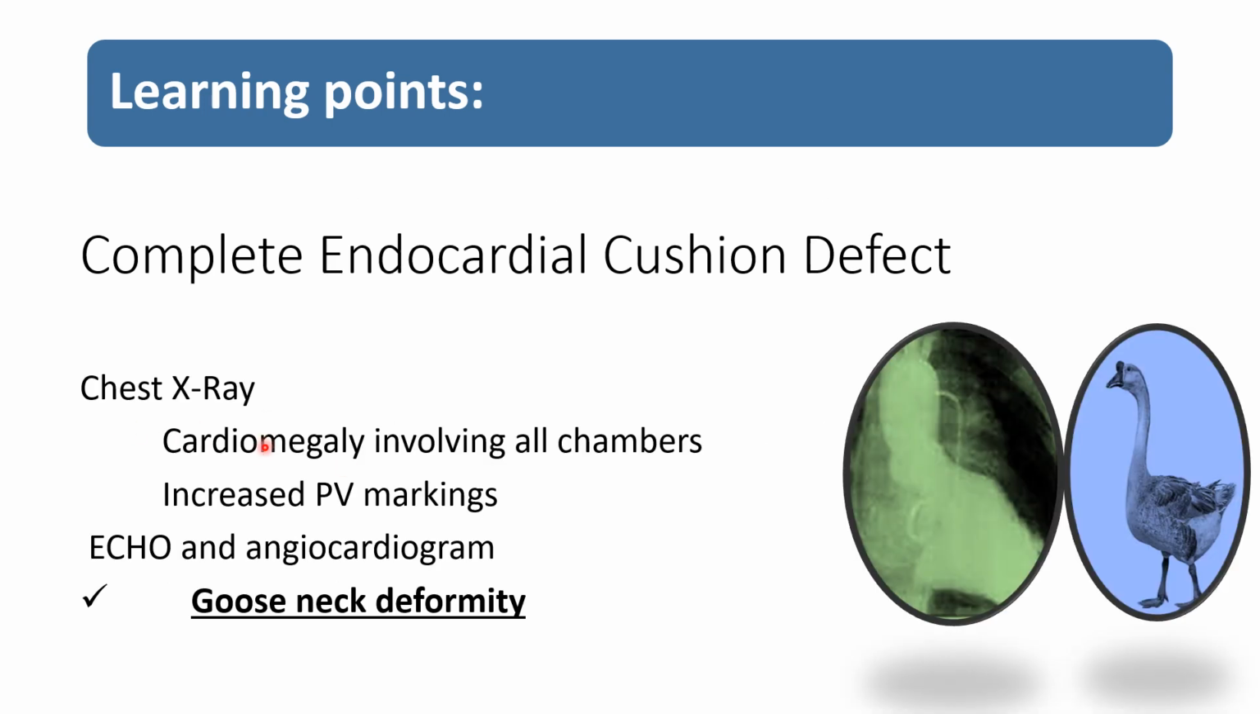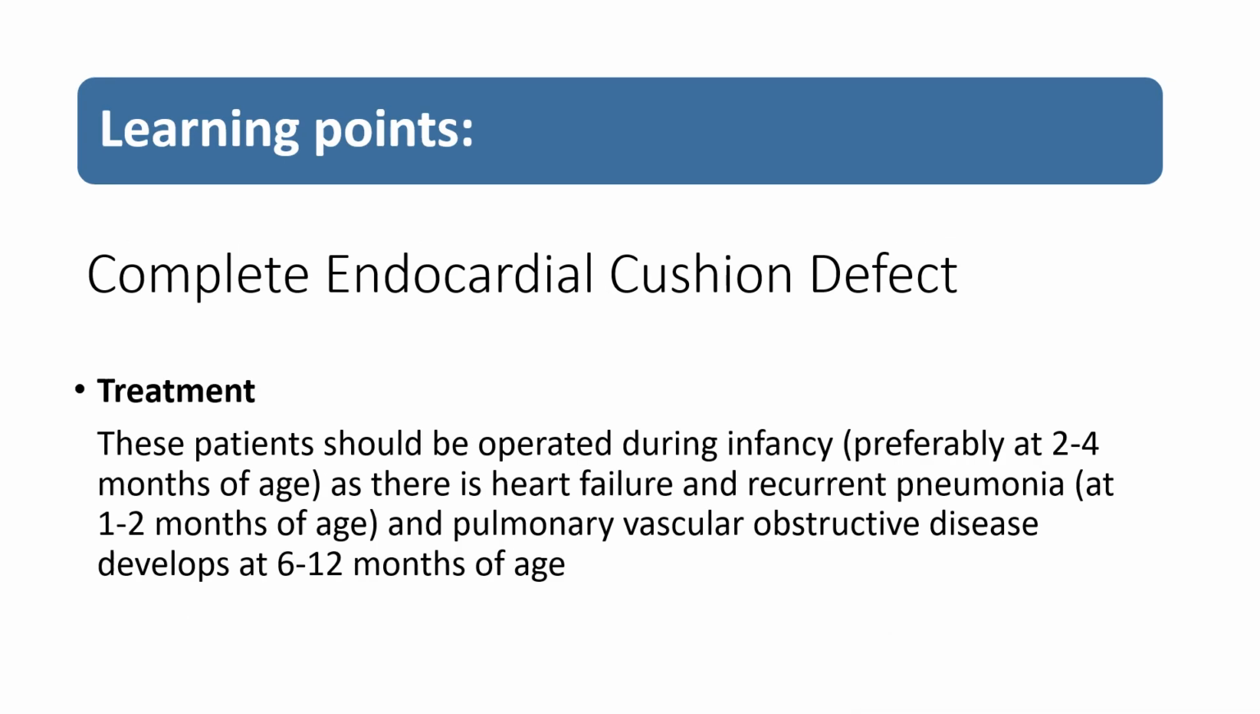Now in X-ray, the patient will have cardiomegaly because of involvement of all four chambers. Increased pulmonary vascular markings will be there, and echo and angiocardiogram characteristically show the gooseneck deformity. Here in this X-ray you can see it is characteristically similar to a gooseneck, so label it as gooseneck deformity.